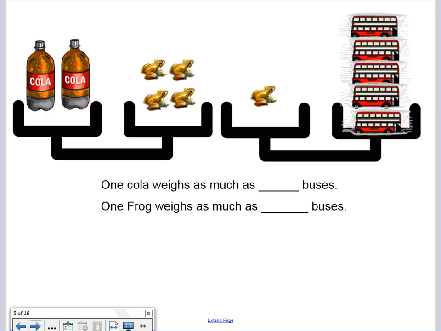This is what I mean. Take a look here. We want to know one cola weighs as much as how many buses? Well, right here, I have cola with frogs. I can't take away anything. One frog weighs as much as how many buses? This is the obvious. This is what I know. So one frog weighs the same as 5 buses.